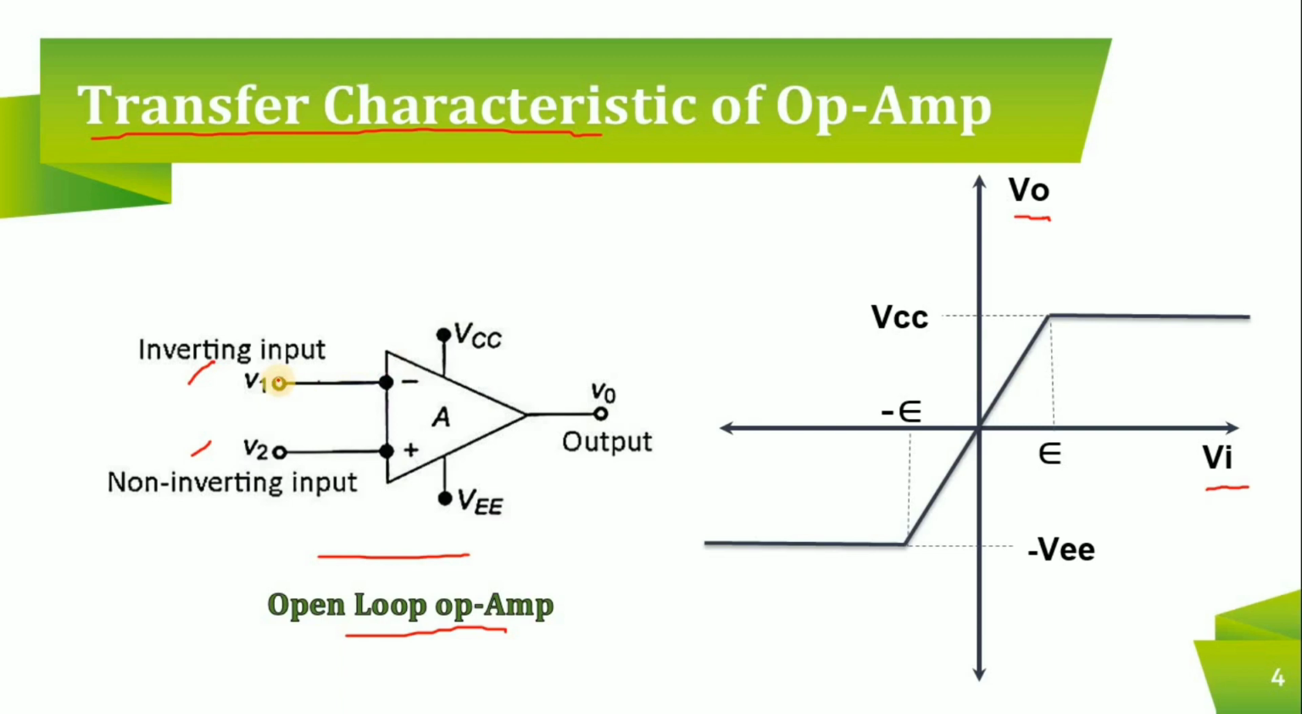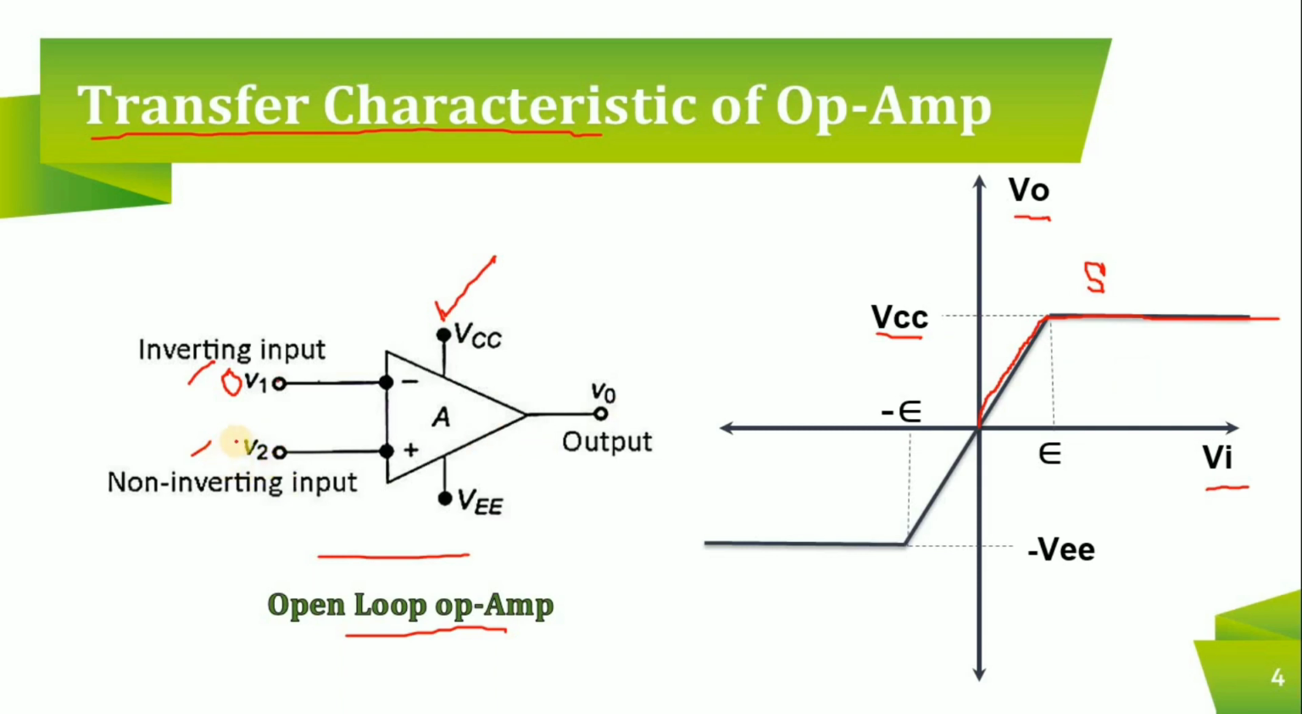First I'll make V1 equal to 0, and V2 I am varying. I slightly start increasing it. As you increase the voltage, the output voltage will also increase in the positive direction. Once your input voltage Vi reaches the value VCC, the applied bias voltage, you will have a constant value which is called the saturated value. Your output will reach the saturated value.